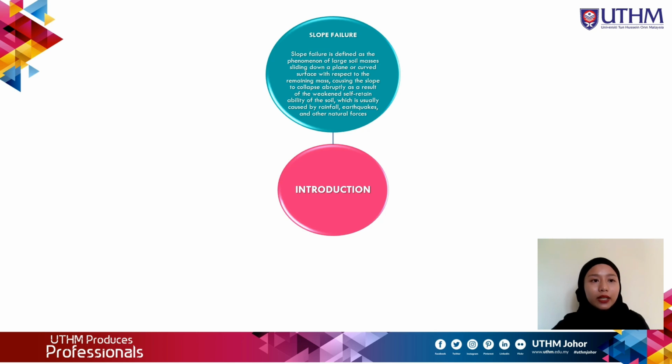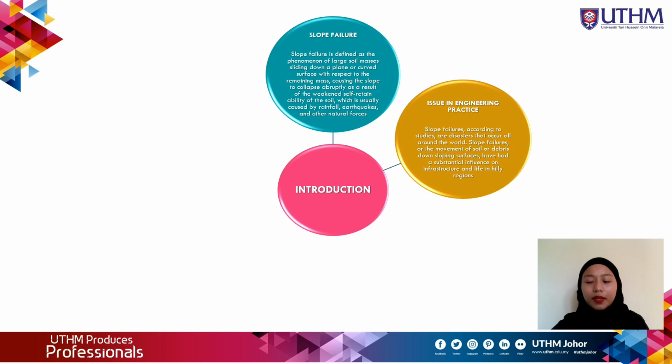Slope failure is defined as the phenomenon of large soil masses sliding down a plane or curved surface with respect to the remaining mass, causing the slope to collapse abruptly as a result of the weakened self-retained ability of the soil, which is usually caused by rainfall, earthquakes, and other natural forces.